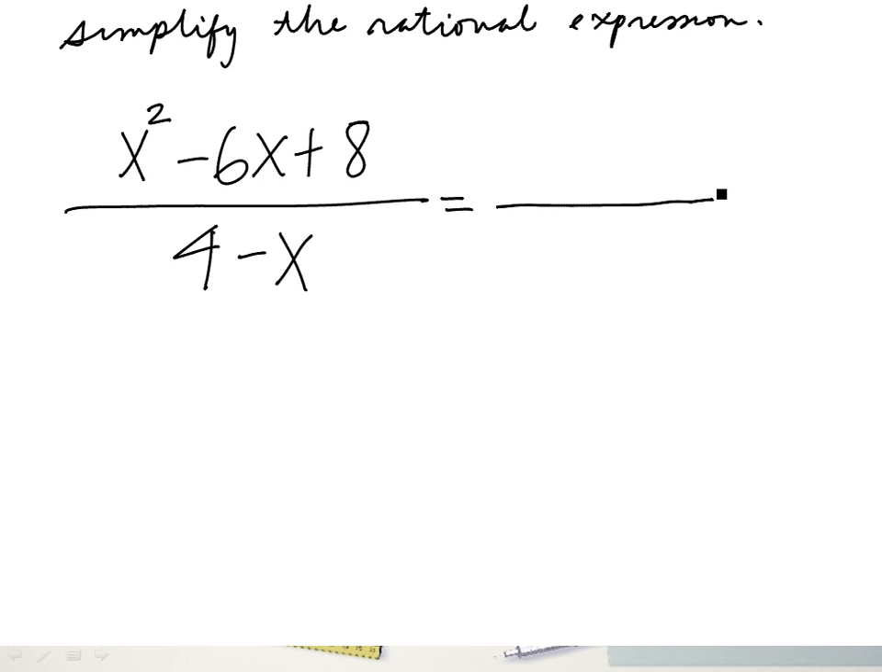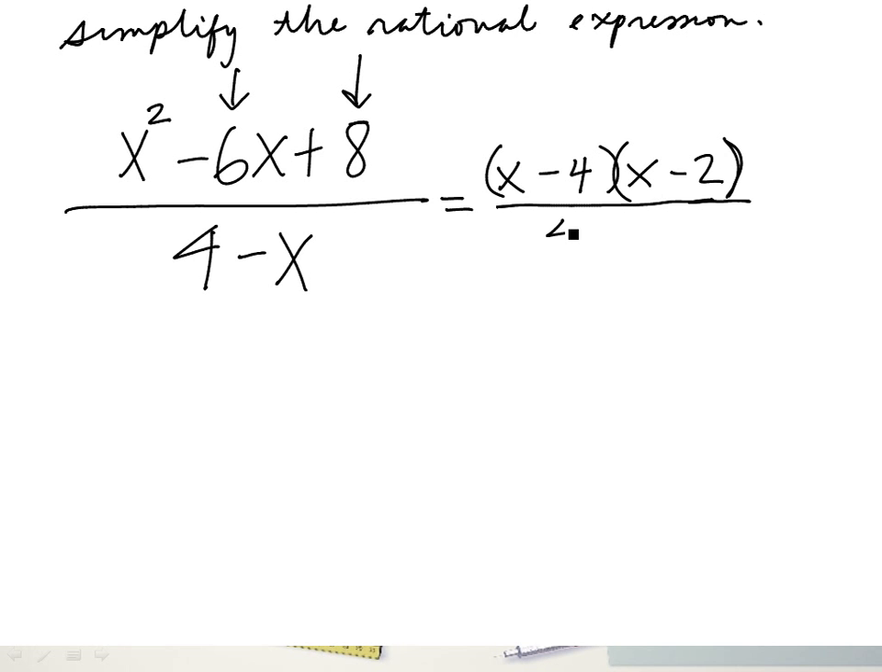So remember that you must factor first. So how do we factor this trinomial in the numerator? Well, since the leading coefficient is 1, we can just go ahead and put our set of binomial parentheses here, and we have x and x, and factors of 8 that, if we add them up, we'll get negative 6. So that would be a negative 4 and a negative 2.